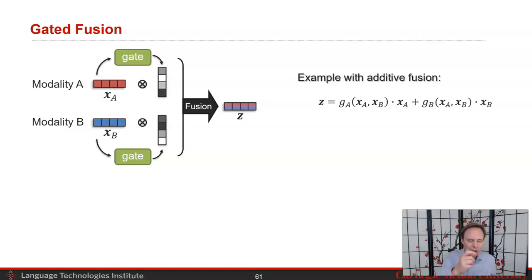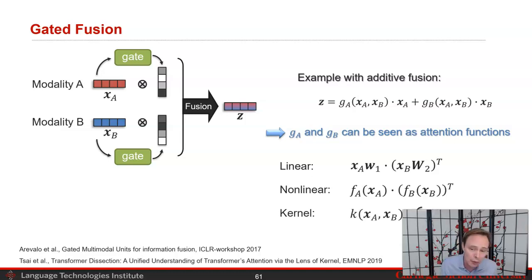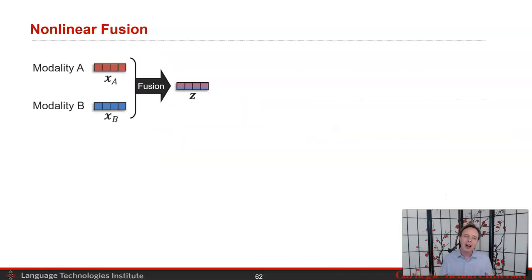So then the question is, how do you design that gate that decides how much of the A modality should get in, and how much of the B modality should be in the fusion? It can be linear, so you could compare A and B and just look at them linearly, or non-linearly, or in fact any kind of kernel function, because if you have 2 modalities, you can simply see how similar they are, because the kernel is really there as a similarity function.